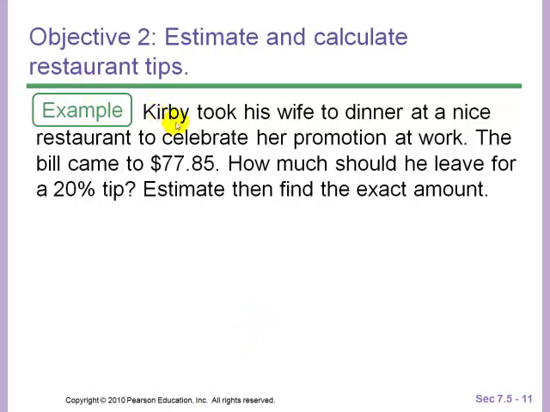Example. Kirby took his wife to dinner at a nice restaurant to celebrate his promotion at work. Her promotion at work. The bill came to $77.85. How much should he leave for a 20% tip? Estimate, then find the exact amount.